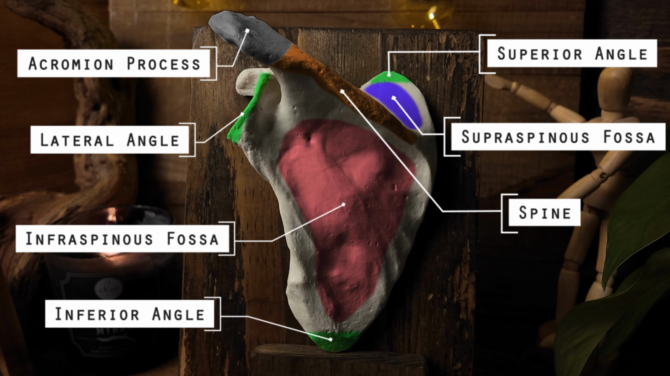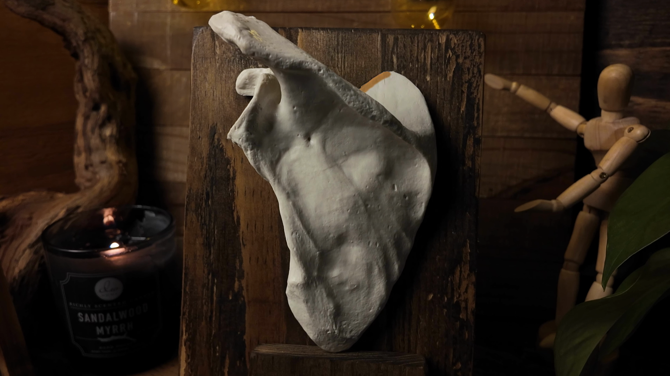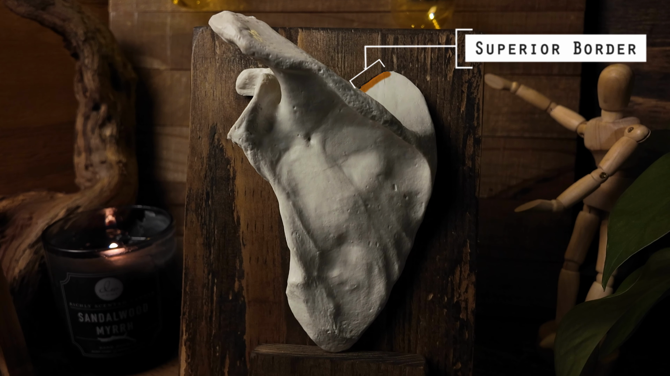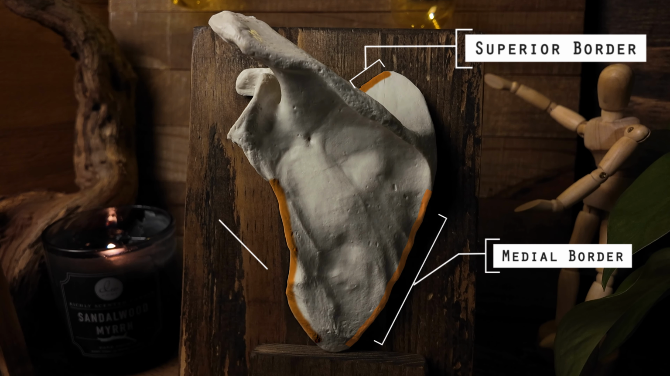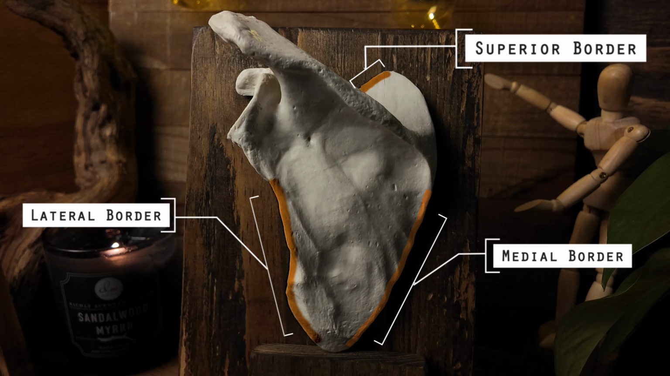Lastly, from this point of view, we'll cover the borders of the scapula. So we'll start with the superior border found here, and we'll get a better view of it in a second when we look at the anterior view. Here's the medial border. And last but not least, the lateral border. Know that the medial border always faces towards the midline of the body, while the lateral border is furthest away from the midline of the body.